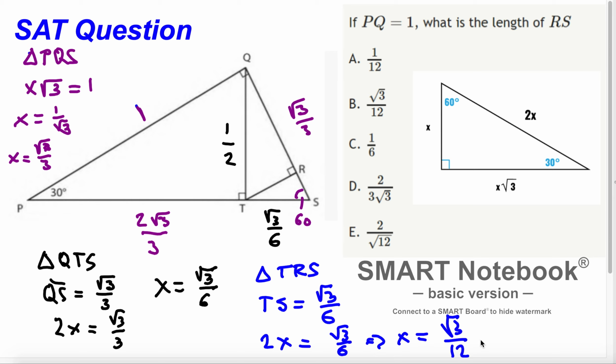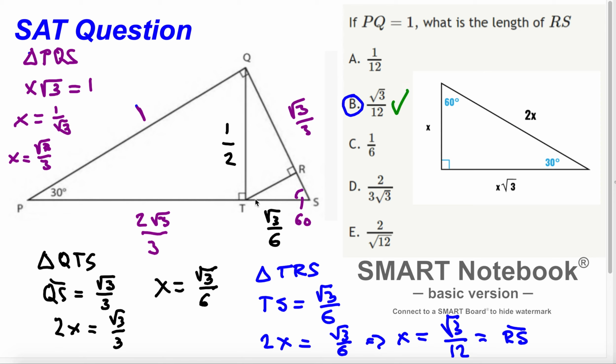This segment is RS. This is what we were trying to find. So RS is square root of 3 divided by 12, which happens to be this answer here. And this is the correct answer according to our reasoning. So this is the correct answer.